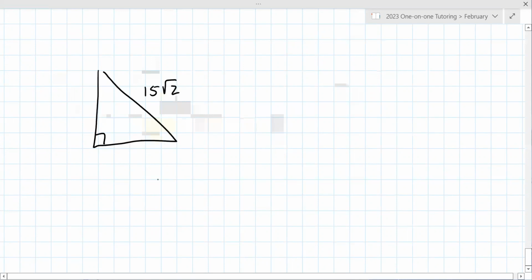This is the hypotenuse. What are the legs? What are the values of the legs? The values of the legs.